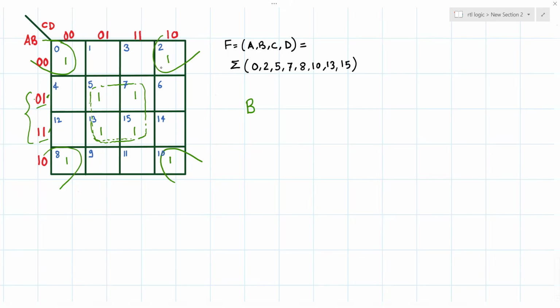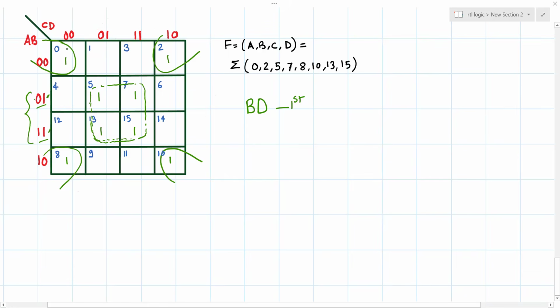Next, we see in this direction, because this is how the mapping is done, that C and D. C is available in its complementary and non-complementary form, and D is common. Since C is 0 and 1 both, it gets cancelled. What remains is D. So the term that we get here is B and D. That is the first term we get.